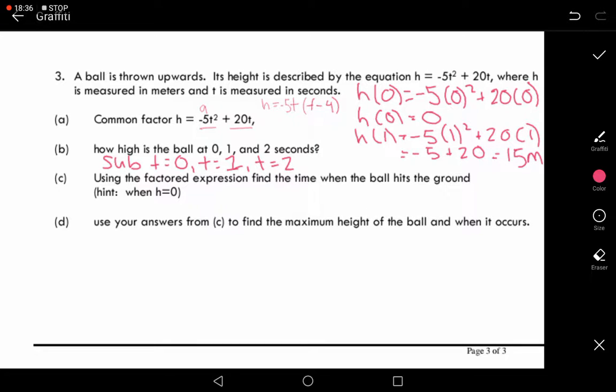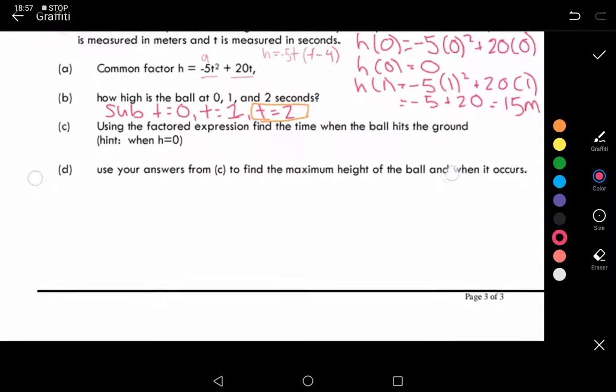Okay, so to figure out how high the ball is at 2 seconds, you are going to just simply replace t with 2, okay, and solve in the same way that I did for both of those. Okay, so I'm leaving that last one up to you to practice on your own. So that one there. So t equals 2. All right, moving on to C here.